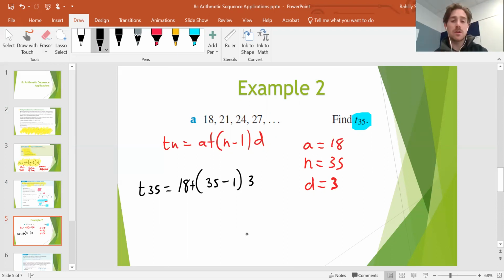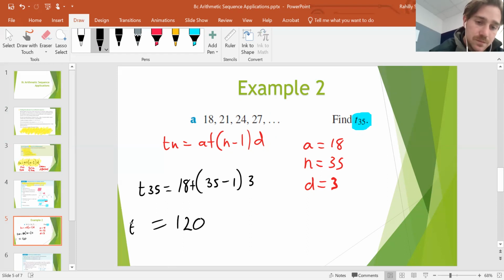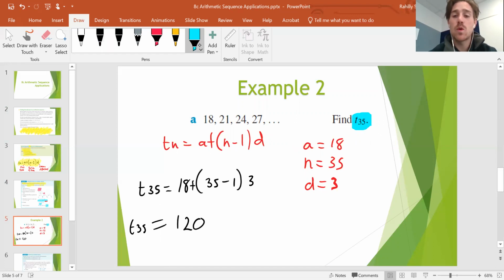On your calculator, all you need to do is put that in. Okay, so you're going to go 18 plus brackets, 35 take away 1, close brackets, multiplied by 3, gives you 120. So our 35th term in that sequence is 120. The really, really key thing is working out what these are, your A, N, and your D. Once you've done that, it's as simple as substituting it and putting it into your calculator. So you need to work out that A is your first term, N is what you're being asked to find, and D is your common difference.